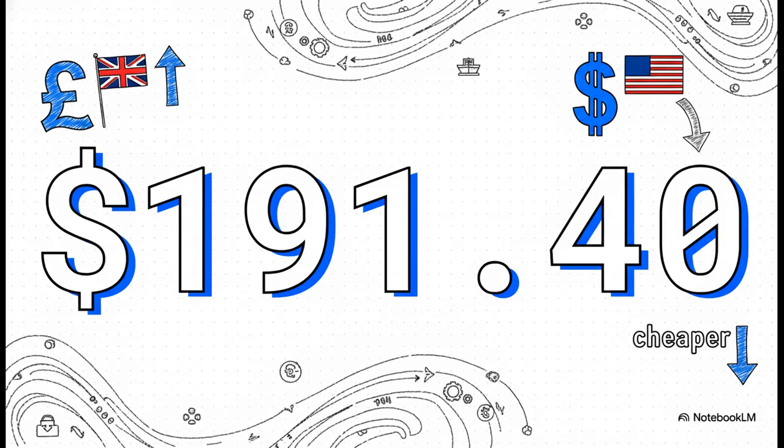All right, let's do the math. We'll start with the British supplier. So let's say the exchange rate is $1.65 for every pound. A quick calculation, and that steel costs you $191.40. Suddenly that American supplier is looking a little better.